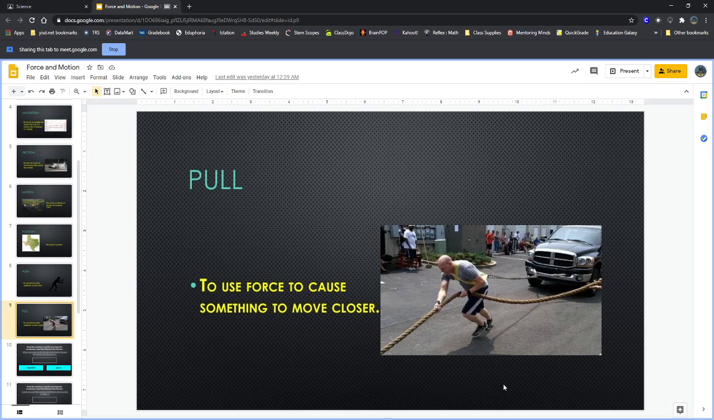Yeah, this is what they call a strongman competition, Chase. So they do different activities, different competitions to see who's the strongest one.